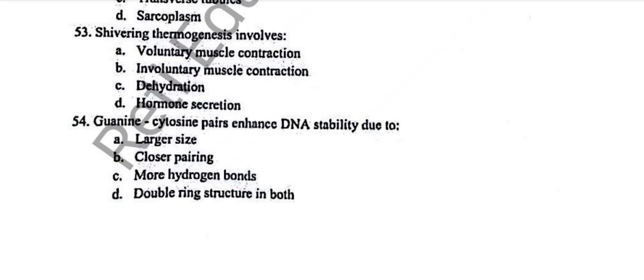Guanine-cytosine pairs form three hydrogen bonds, making DNA more stable than AT pairs, which form only two.